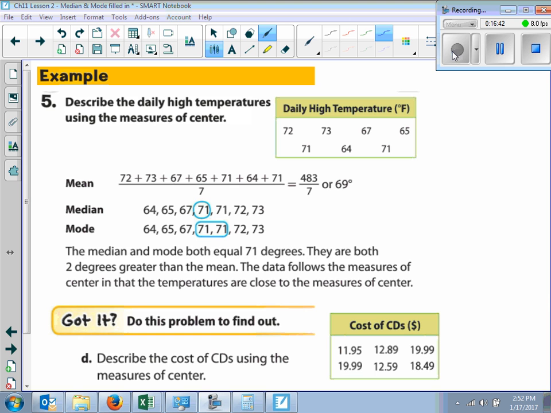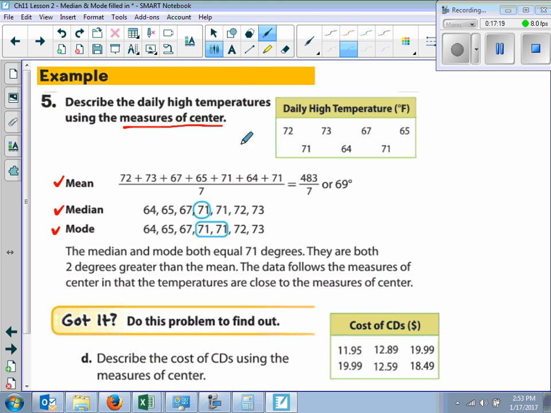Now finally, it says describe here the daily high temperatures using measures of center. Now, when we are looking for measures of center, that means we want to find the mean, the median, and the mode, okay? And then we can describe the temperatures using those. So to find the mean, once again, we add up all of the numbers and divide by how many are in the list. So here we add them all up and divide by 7.